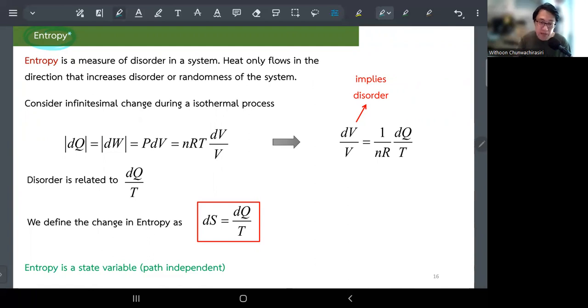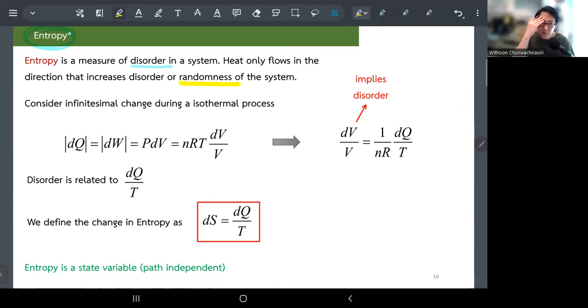And I'm going to try to explain why. It's right here, guys. It turns out, in general, in textbooks or most of the books, whoever wants to speak about entropy, they talk about disorder in a system. Whoa. What does it mean? It says entropy is a measure of disorder in a system. Heat only flows in the direction that increases the disorder or randomness of the system. Now you hit another one with the word randomness.